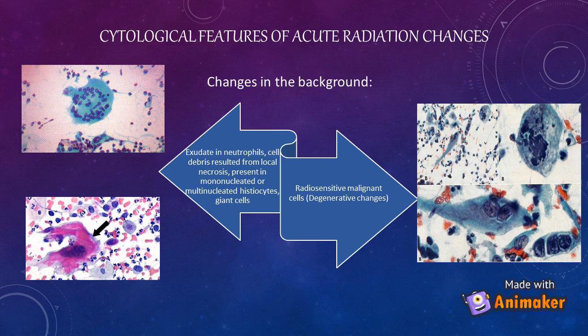In the background changes, we can also see exudate of neutrophils, cell debris resulting from local necrosis, presence of mononucleated or multinucleated histiocytes, and also giant cells. And sometimes we can see radiosensitive malignant cells with degenerative changes.